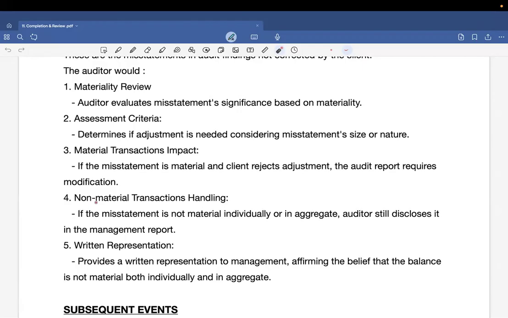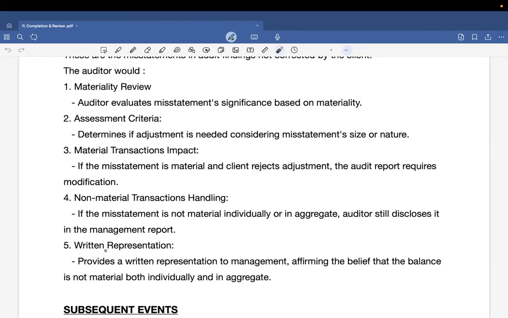Fourth one, non-material transactions handling. If the misstatement is not material individually or in aggregate, the auditor is just going to give a notification to the management, and in the management report, just going to disclose that there is a certain error here. Now, if the management is adamant on not correcting things, we're going to provide a written representation to management.